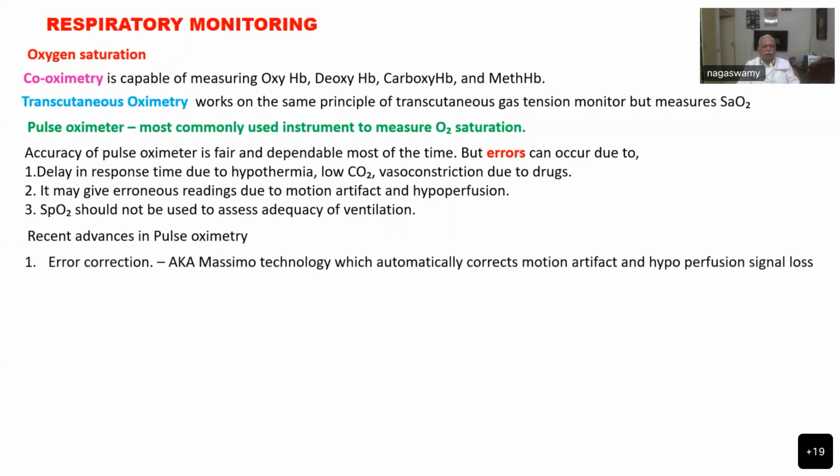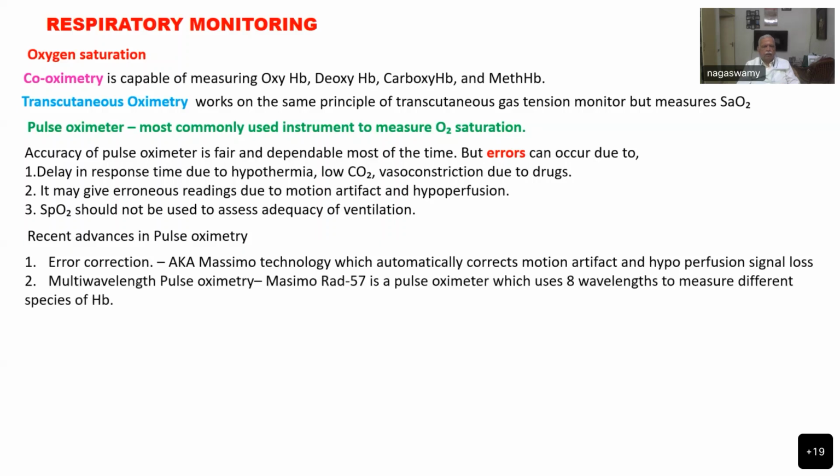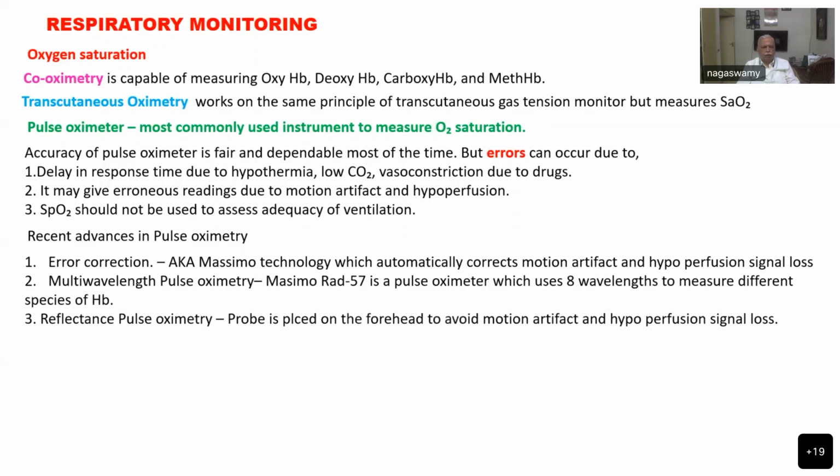They are doing error correction by what is called Masimo technology, which automatically corrects the motion artifact and hypoperfusion signal loss. And there is a multi-wavelength pulse oximetry, which is called the Masimo Rad-57, a pulse oximeter which uses 8 wavelengths instead of the 2 which are normally used in the pulse oximeter to measure different species of hemoglobin, just like your co-oximeter.